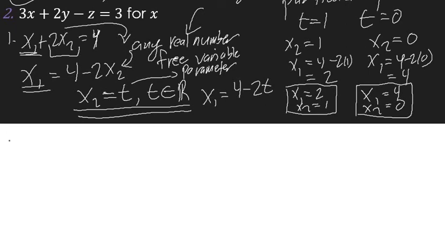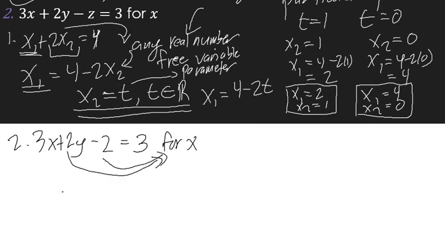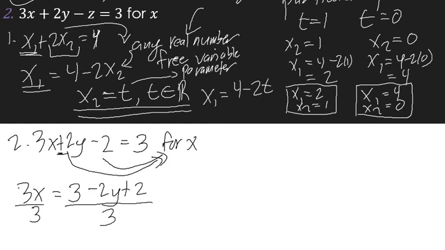Alright, so our number 2 is 3x plus 2y minus z equals 3. And we're asked to solve for x. So generally, what we can do is transpose these two terms to the other side. So we will have 3x is equal to 3, remember to change the sign, minus 2y plus z. 3 is not yet alone because we still have 3 here, so divide everything by 3. Therefore, x would be equal to 3 minus 2y plus z all over 3.